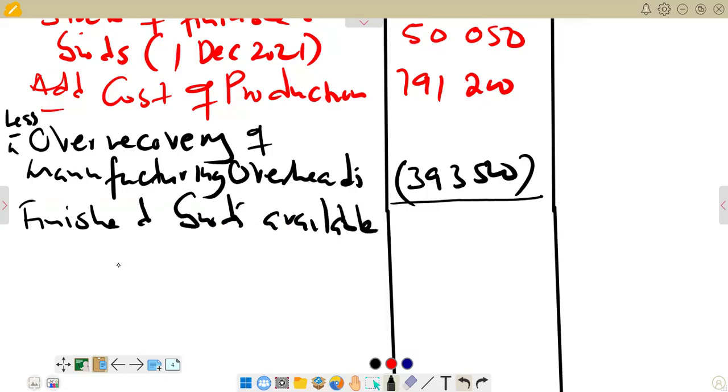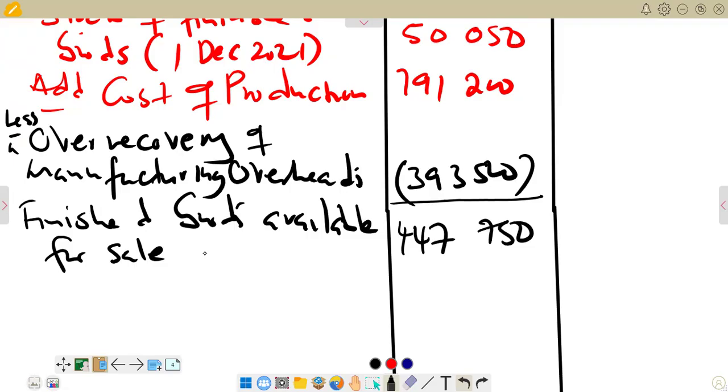Finished goods available for sale. And then we are going to start from 50,050, then 8,700, 1,200, subtract 393,500. And then the figure that we are going to get there is 447,750. This is the finished goods available for sale.